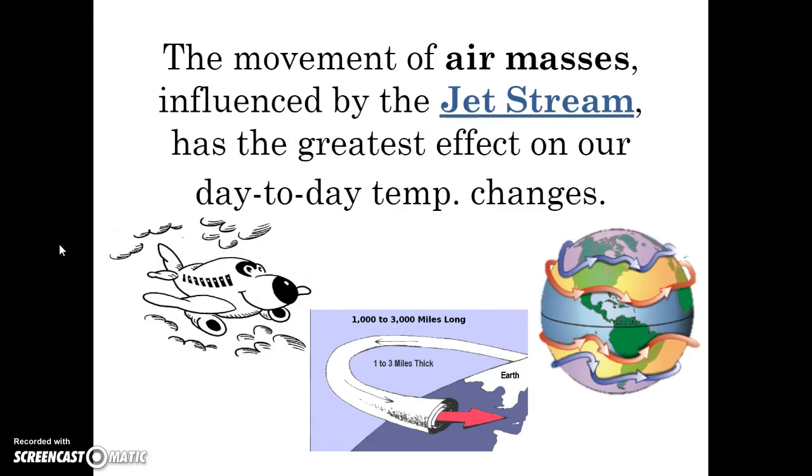What you have here are the movement of air masses, which are influenced by the jet stream. It has the greatest effect on our day-to-day temperature changes. If you see the blue polar jet stream, if it comes lower, it will bring all the cold air down with it. If the blue jet stream goes higher, and also the warm jet stream moves, it will bring the warm air up with it. So the jet stream helps bring around these different air masses as it circulates around the Earth.